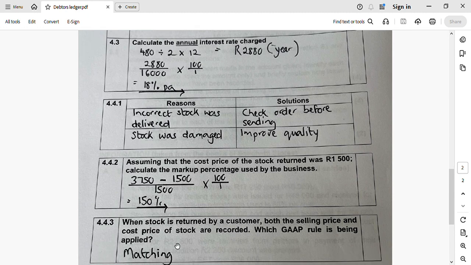And then the last one, when stock is returned by a customer, both the selling price and the cost price of stock are recorded, which GAAP rule is being applied. That's your matching. You're comparing the income, that's the sales, against the expense, that's the cost of sales, to calculate profits. Okay, so for your debtors and creditors ledger, this is a question where you get given one and get asked questions. You could also get given some transactions and asked to do the actual accounts. So you need to know both methods there, both types of questions.